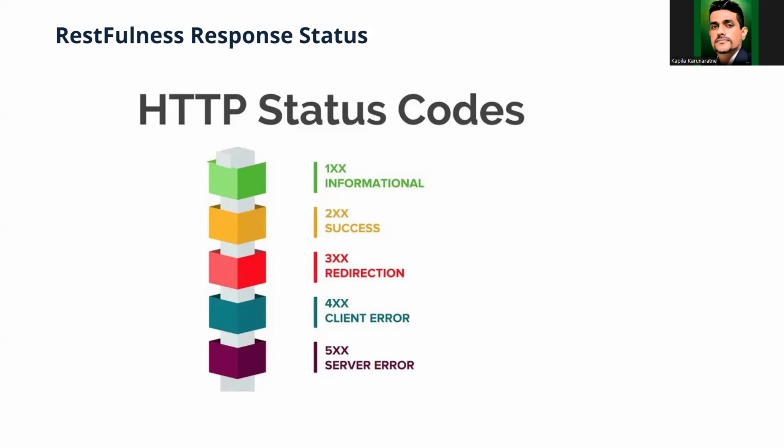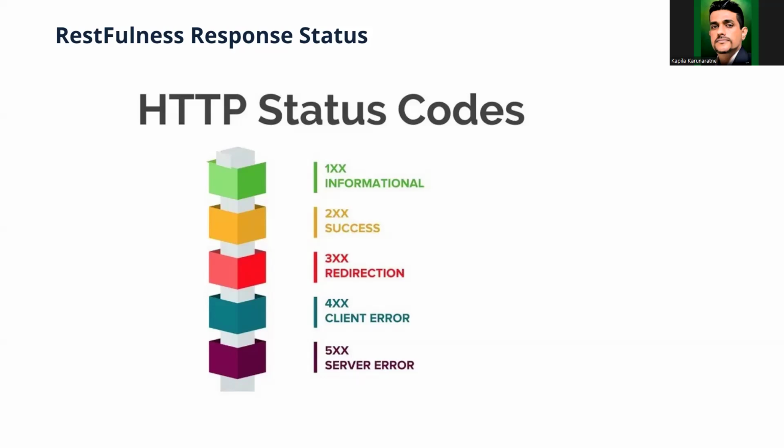And there's the server-side error. You send your message correctly, but unfortunately, the backend is unable to process it and gets an error. Then you will get a 5xx message, server error. So using these status codes, you can very easily understand what happened to your request.